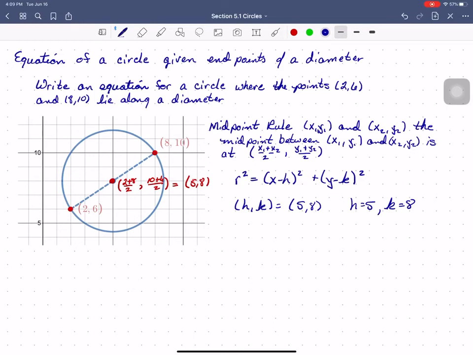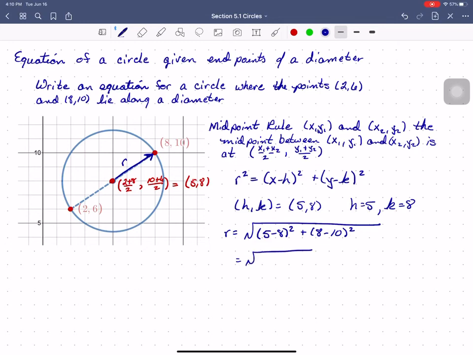Okay, so how do I find the radius? Well, you've got a couple of options, but probably the easiest one is to remember that the radius is simply the distance between the center point and any point on the circle, which means the radius is the distance between the center point and that given endpoint. So my radius is equal to the square root of the difference in x's squared plus the difference in y's squared.